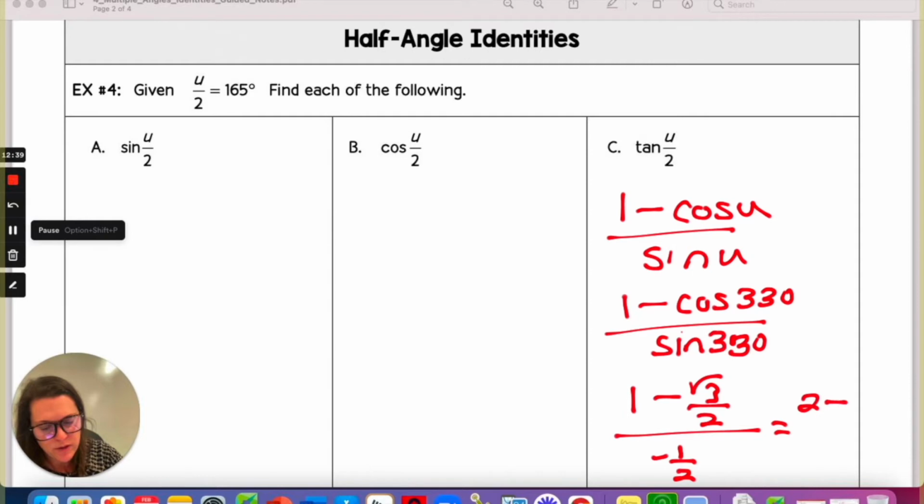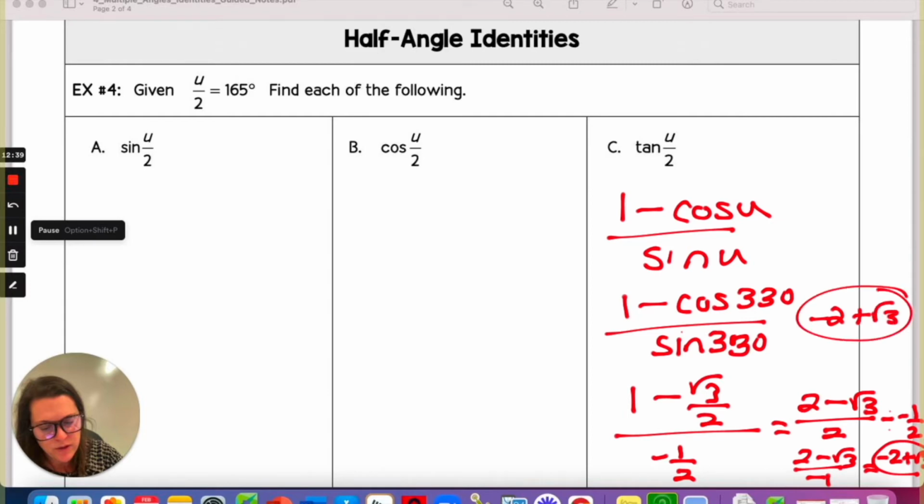So then I get 2 minus root 3 all over 2 being divided by negative 1/2. So my 2's would cancel out, and then you'd be left with 2 minus root 3 over negative 1. So we get negative 2 plus root 3. I ran out of space there. So negative 2 plus the square root of 3 is what that says down there for your final answer.